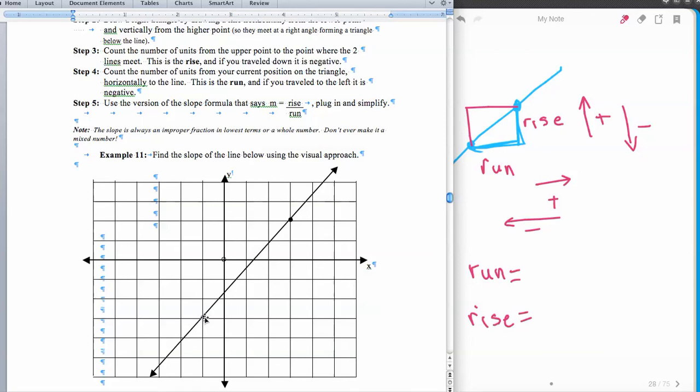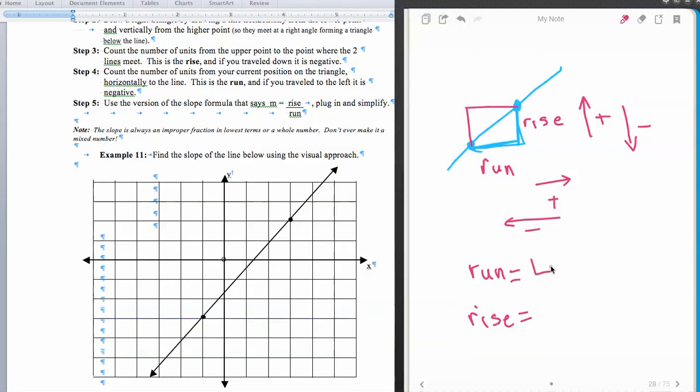So I'm going to start here, and I'm going to count over 1, 2, 3, 4. So my run is a positive 4 because I've moved to the right 4 spaces. And now I'm going to go up to this one, 1, 2, 3, 4, 5. So I've gone up 5, so that's a positive 5. So my slope, which is the rise over the run: my rise was positive 5, and my run was positive 4. And of course that's a simplified version of it. So I'm ready to just box it up and say that's my slope, 5/4, 5 to 4.